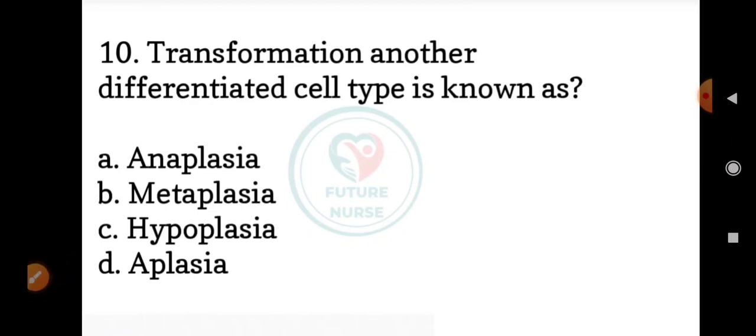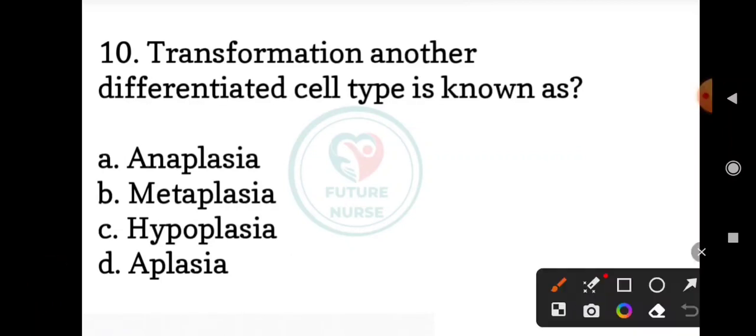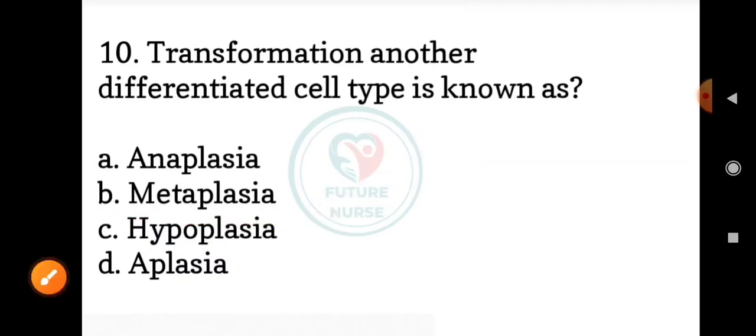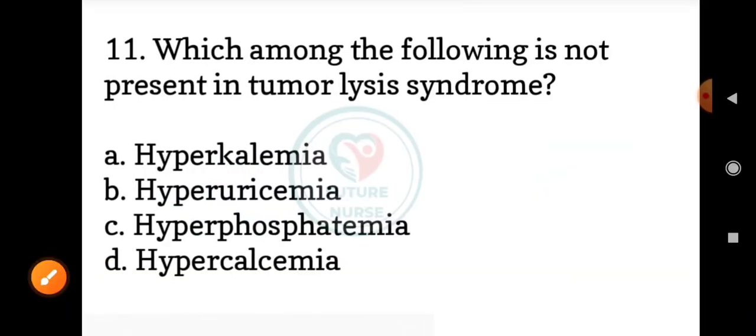Transformation of one differentiated cell type to another differentiated cell type is known as. Options: anaplasia, metaplasia, hypoplasia and aplasia. The correct option is metaplasia. So metaplasia is the right answer. So move on to the next question.